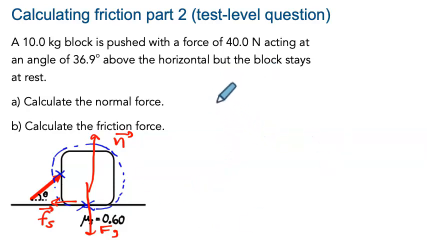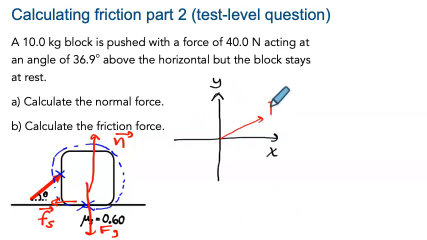It's terrible. Let me start again. Okay, much better. So we have the x and the y axes, and we can just redraw our vectors. So we'll have the applied force pointing in here at an angle of 36.9 degrees above the horizontal. It's important to keep track of the angle as we go. Then we have the normal force straight up. We have the force of friction pointing to the left. And finally, the force due to gravity that is pointing straight down.